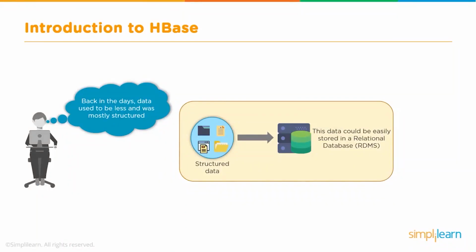Back in the days, data used to be less and was mostly structured. You can see we have structured data here. We usually had it like in a database where every field was exactly the correct length. So if you had a name field, it was exactly 32 characters. I remember the old Access database in Microsoft. The files were small. If we had hundreds of people in one database, that was considered big data. This data could be easily stored in relational database, or RDBMS.